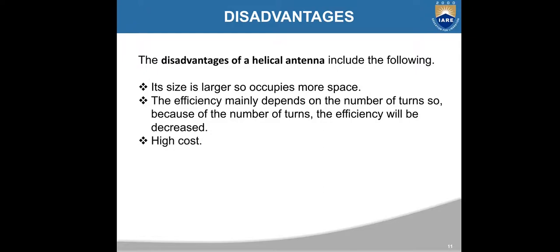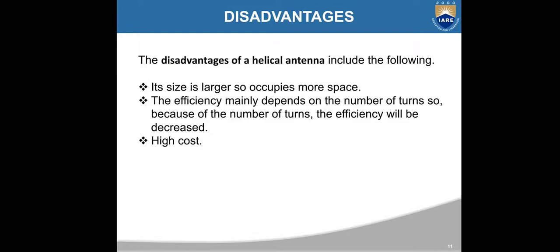The disadvantages of helical antenna include the following. Its size is large, so it occupies more space. Because of this disadvantage, we cannot use it for every purpose; it is used only for satellites, and it is best for satellites. We can't even use it in our homes for our television, and it takes up a lot of space.